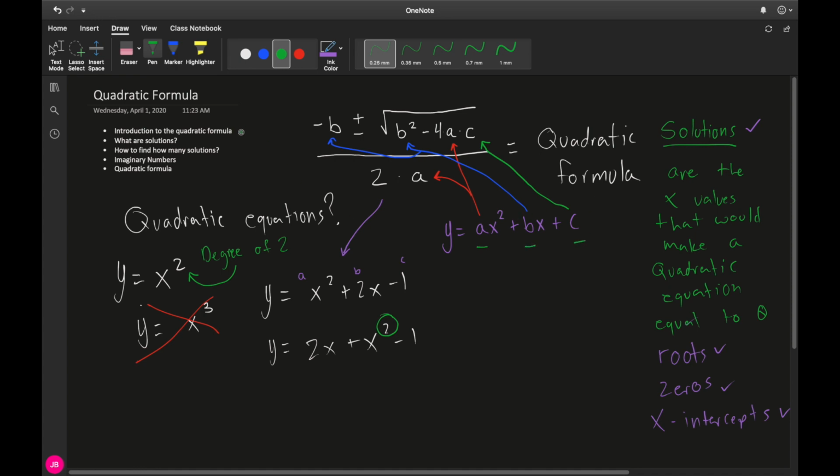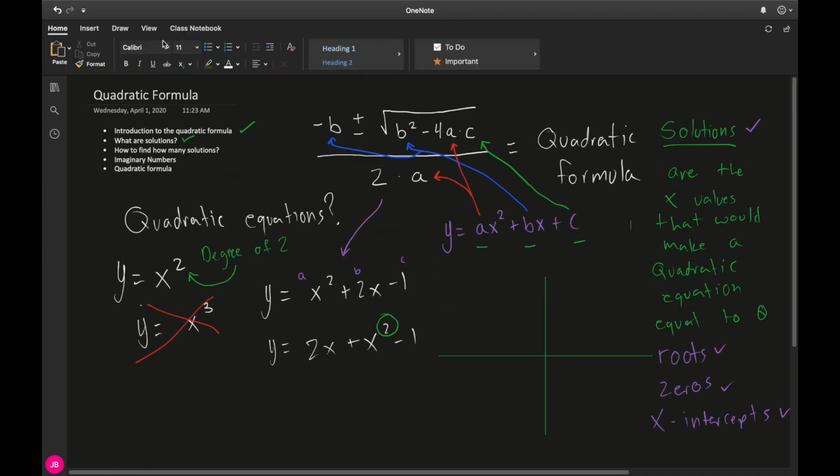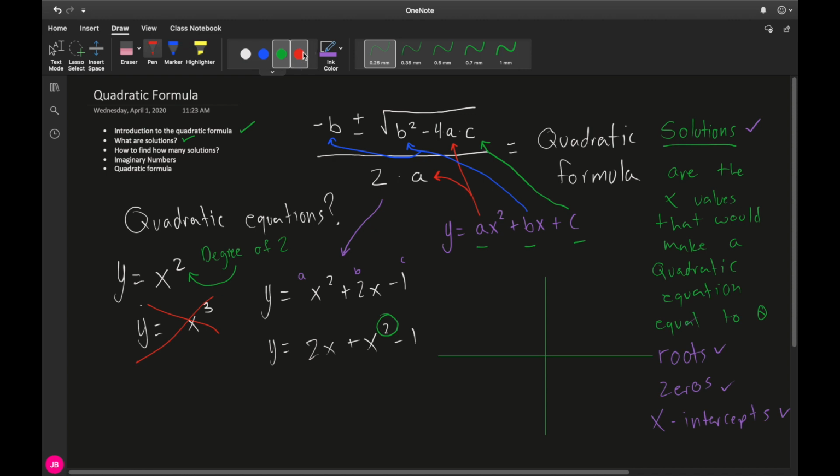So far we've covered introduction to the quadratic formula, and we've also covered what are solutions, right? And remember, solutions, once again, when you see them on a graph, are going to be the points in which you intercept your x-axis. So the x-intercept points. So we're talking about this point right here and this point right here.